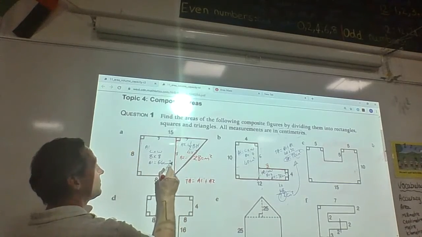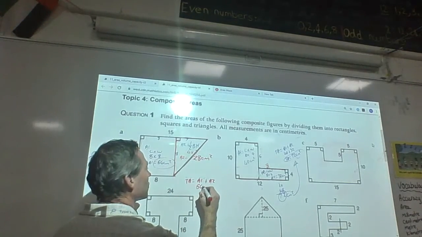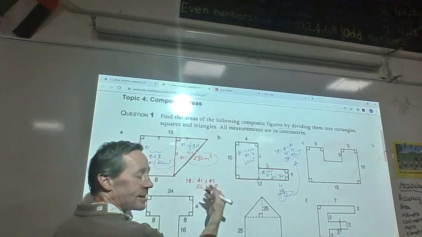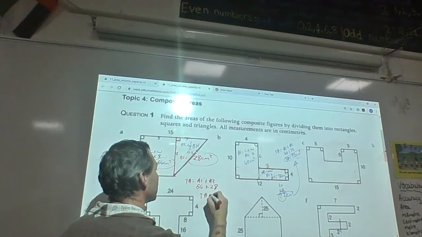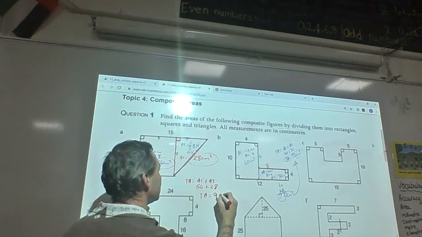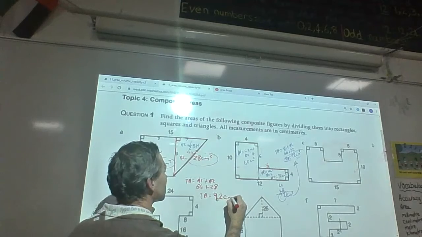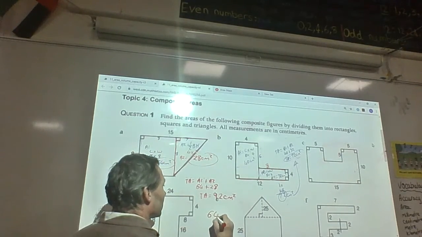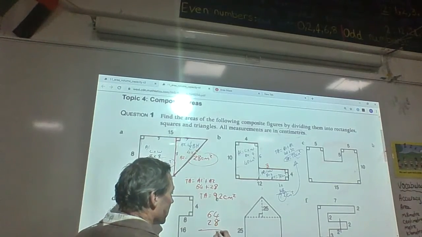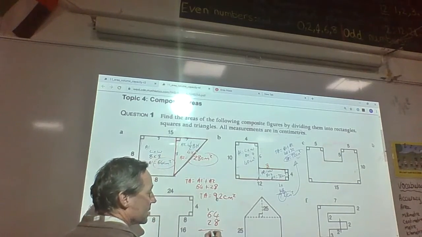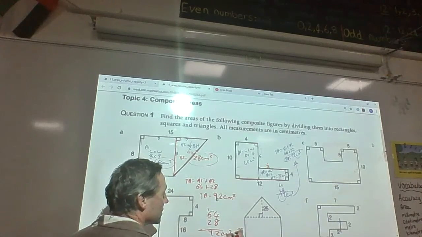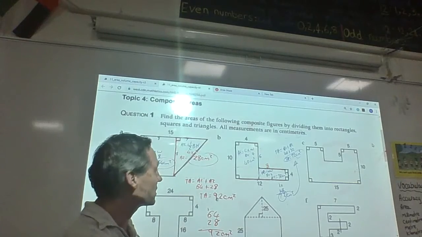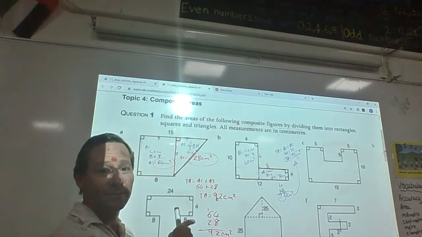Area 1, 64, plus area 2 is 28. If you add them up, total area equals 92, what are we talking, centimetres squared. Okay. I mean, you could check it out this way if you wanted to double check. 4 plus 8 is 12, 1 plus 6 is 7, 92 centimetres squared. Please make sure you put those units and the squared sign as well. Try those other ones, be a good challenge for you.